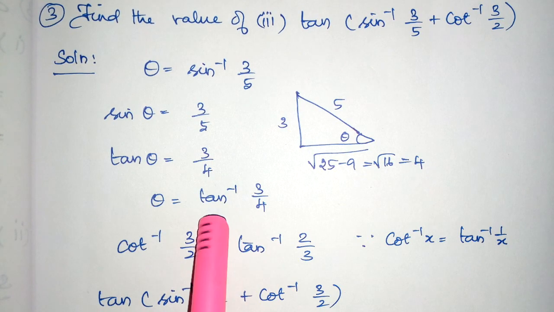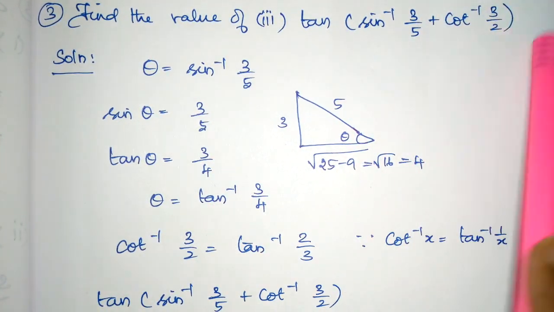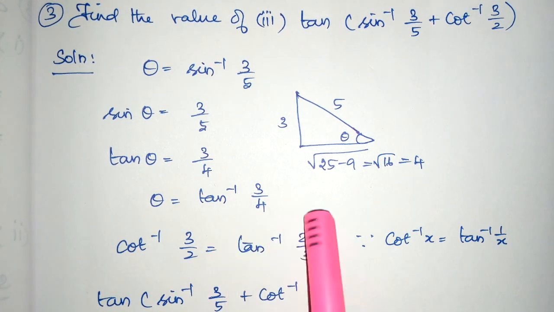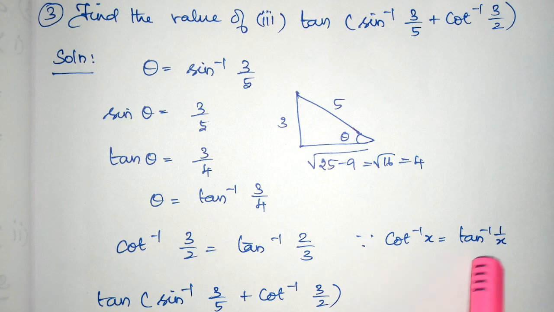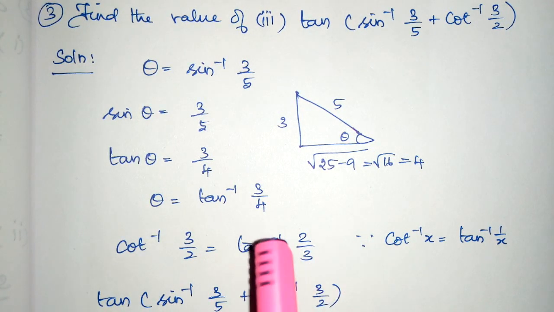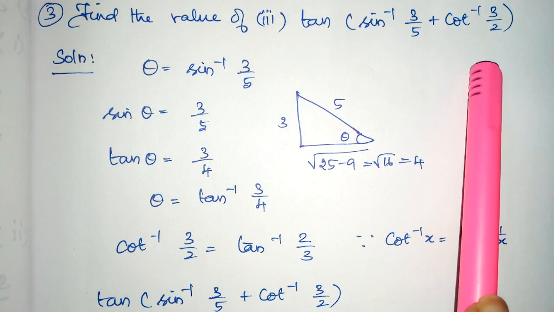So this can be substituted in this place. Now cot inverse of 3 by 2. So cot inverse of 3 by 2 can be written as tan inverse of 2 by 3. Just the inverse, we learnt it, isn't it? Cot inverse of x is tan inverse of 1 by x. So 1 by 3 by 2 is 2 by 3. So this is replaced in the place of cot inverse of 3 by 2. Okay.